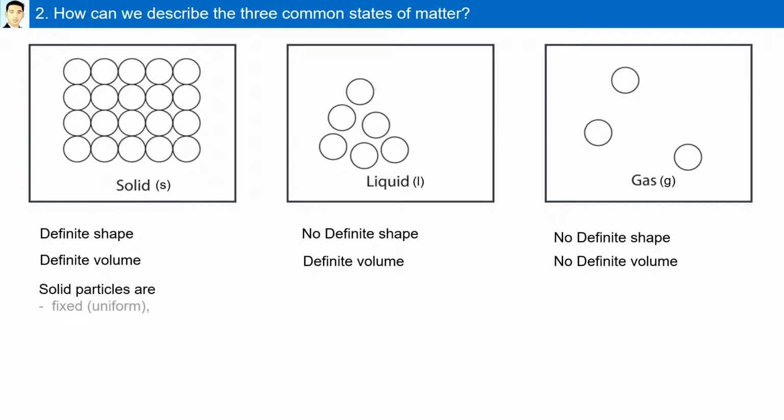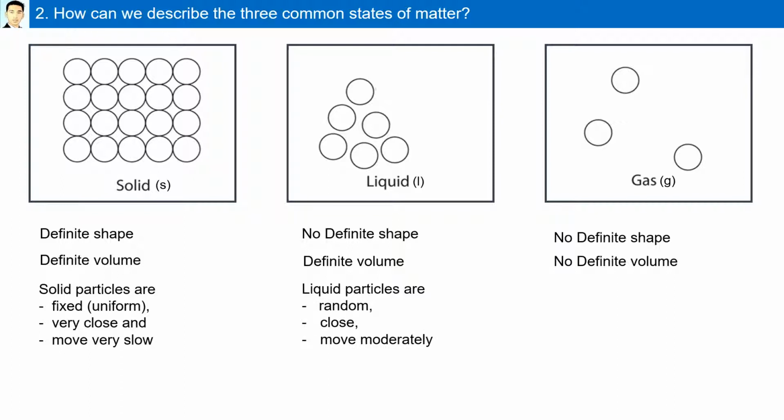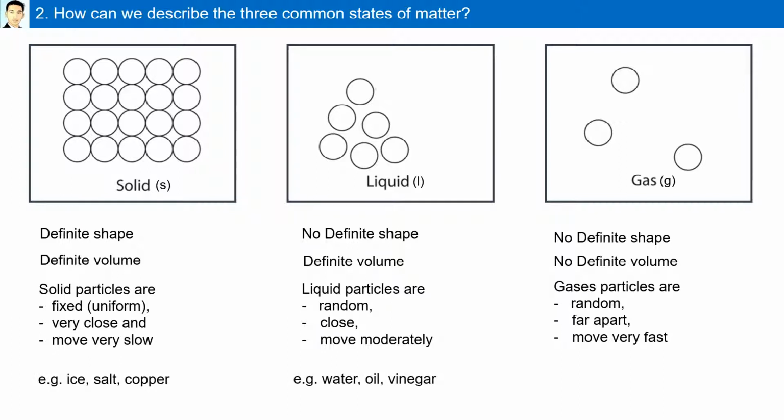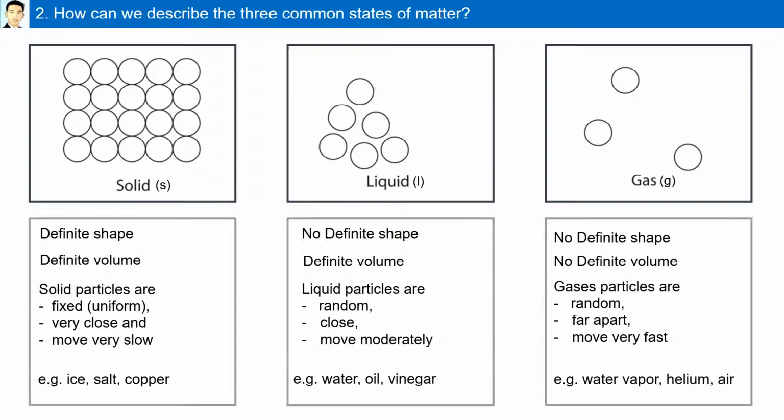The solid particles are fixed, they're uniform, they're very close, and move very slow. Liquids, on the other hand, their particles are random, close, and move moderately, while gases' particles are random, very far apart, and move very fast. Examples of solids are ice, salt, and copper. Examples of liquids are water, oil, and vinegar, while examples of gases are water vapor, helium, and air. These are the common states of matter and their characteristics.